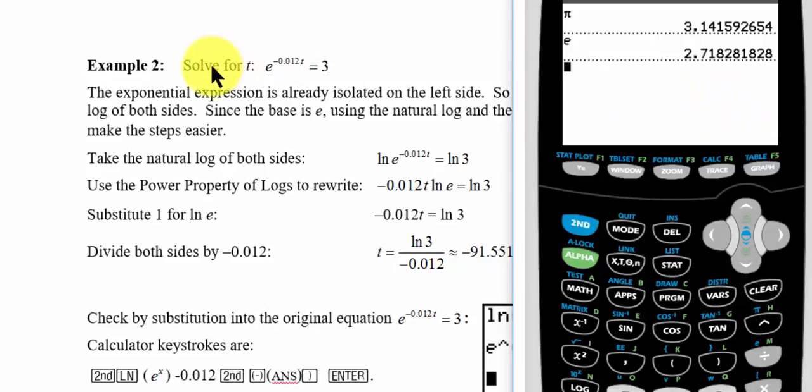So in the next video, I'm going to actually solve example 2. All right, so I want to stop here and look for the next video to see me work through this example 2 for you.